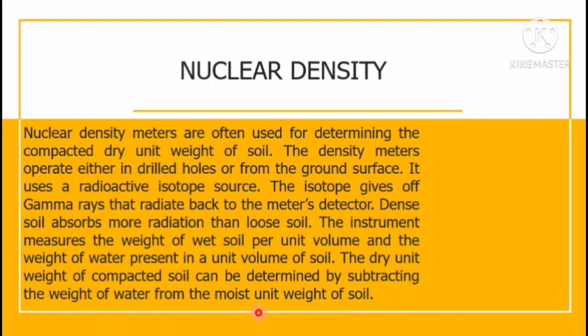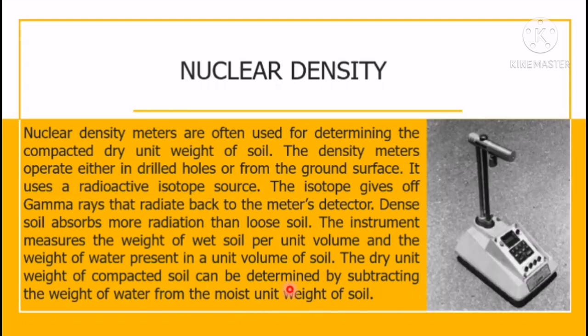So, that is our nuclear density meter. And it also determines the volume of the soil. So, the weight of wet soil per unit volume and the weight of water present in a unit volume of soil. You just subtract the weight of water from the weight of wet soil per unit volume, and you get the dry unit weight in the field. And that is the nuclear density.